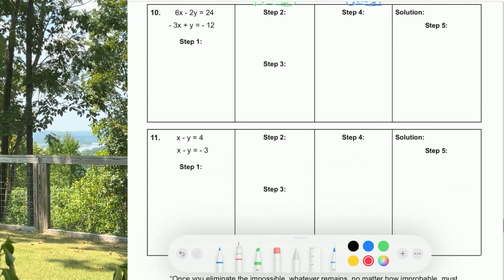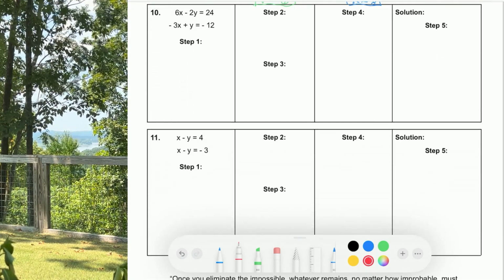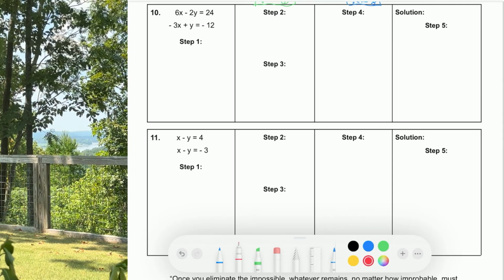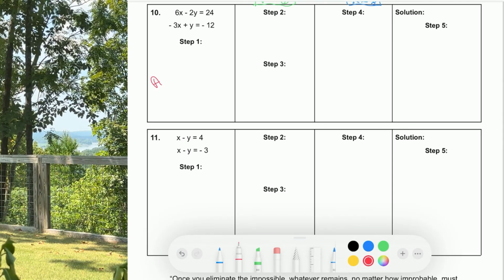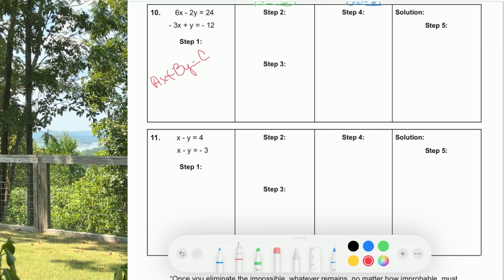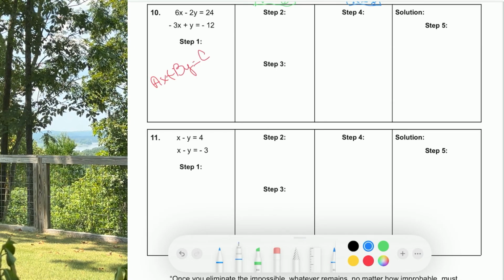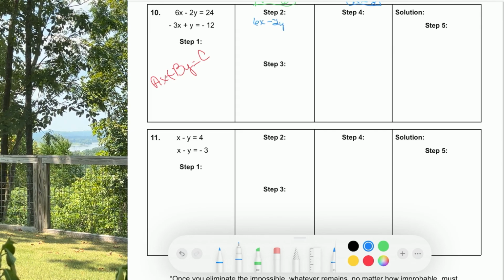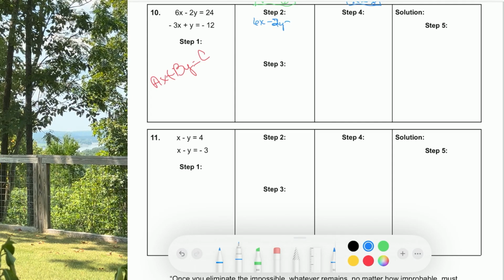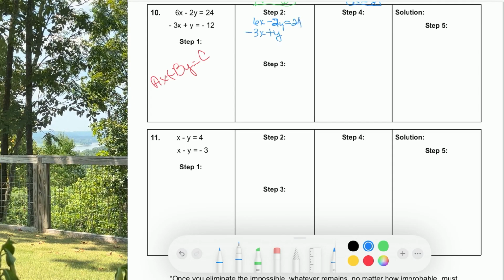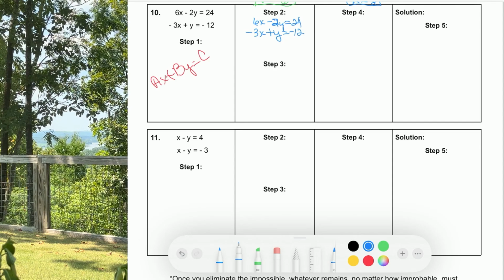Number 10, 6x minus 2y equals 24, and we have negative 3x plus y equals negative 12. They're in the correct format, so I don't have to worry about that. So that's good. We can move straight on to adjusting them so that we can cancel out a variable. So 6x minus 2y equals 24. Negative 3x plus y equals negative 12.